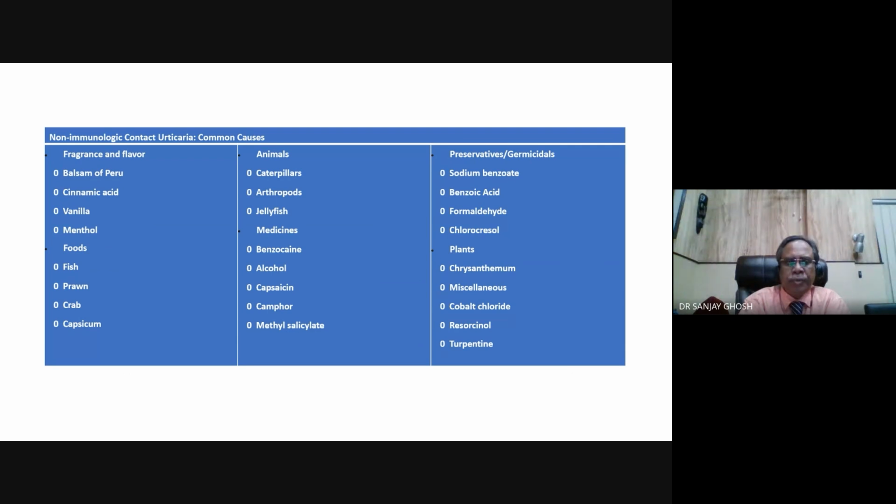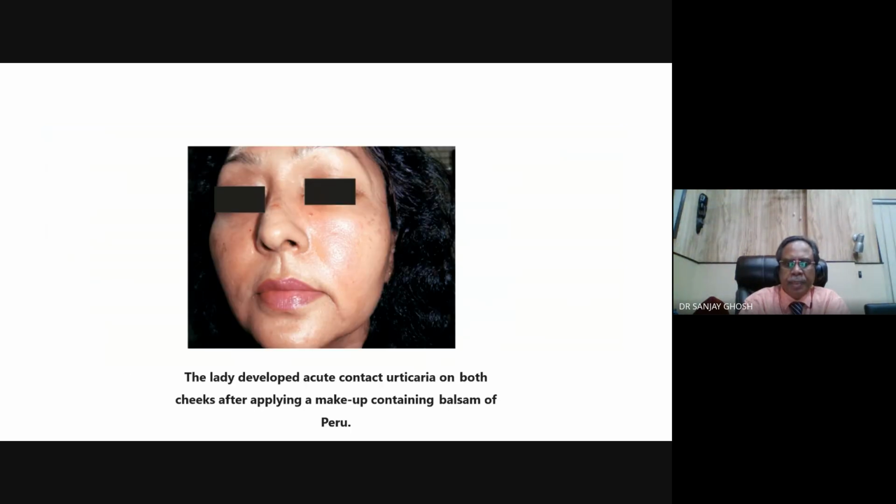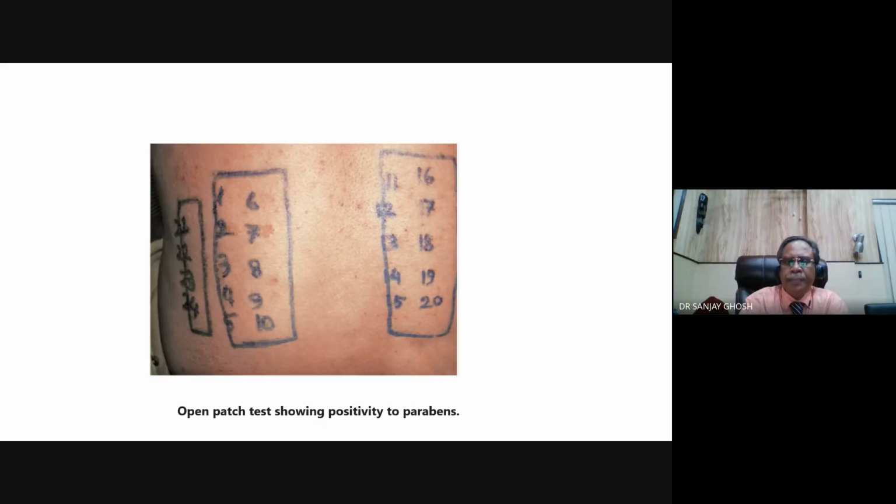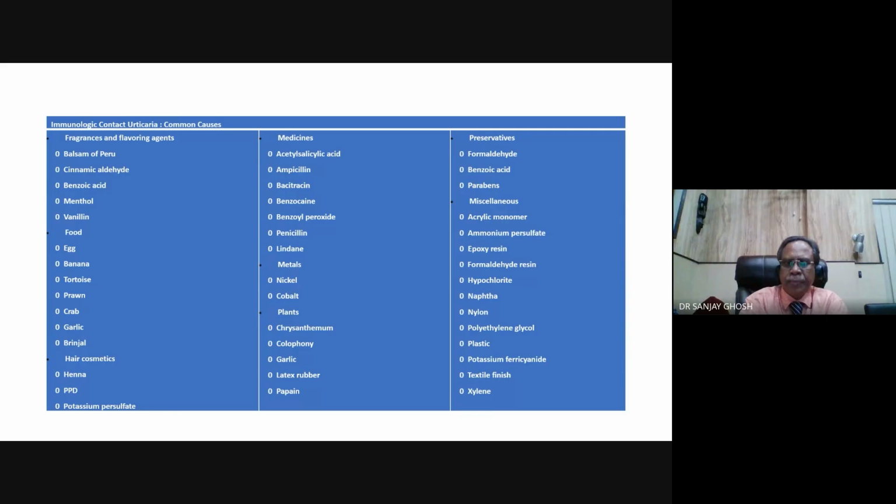And this is non-immunologic contact urticaria. These are the causes. This lady applied a cosmetic containing balsam of Peru. Balsam is also a fragrance, as I told, so she developed this contact urticaria. This is the open patch test showing paraben positivity. These are immunologic causes of contact urticaria.